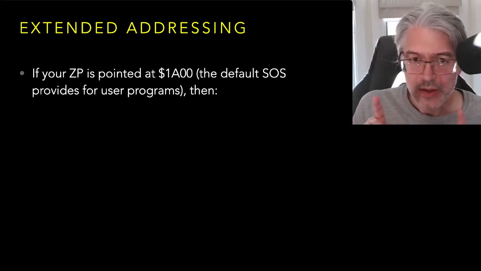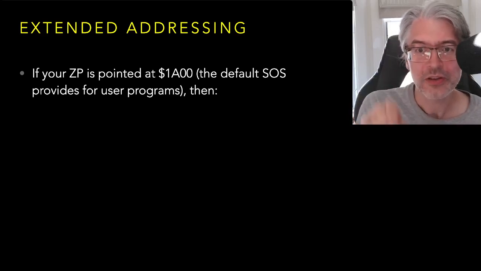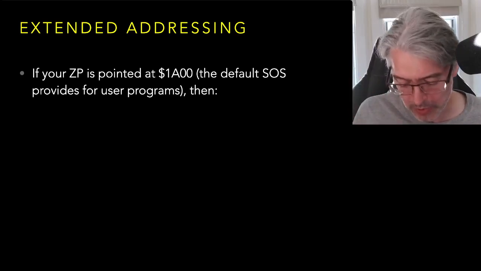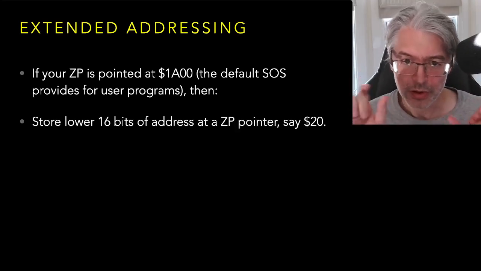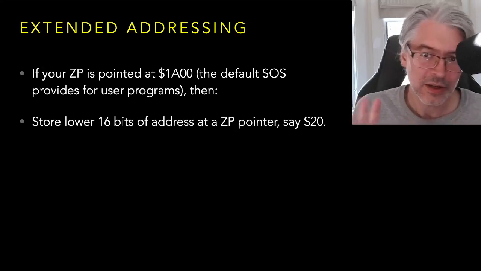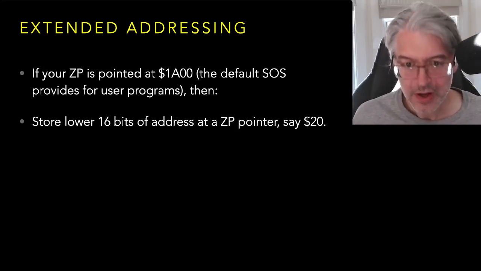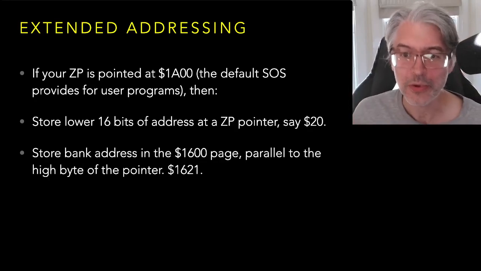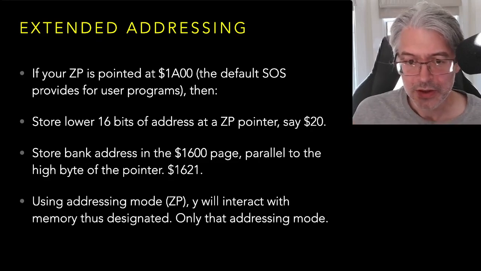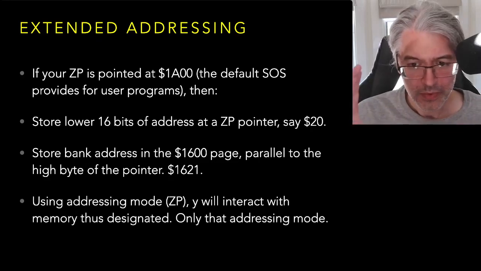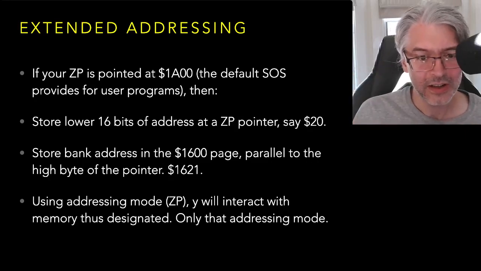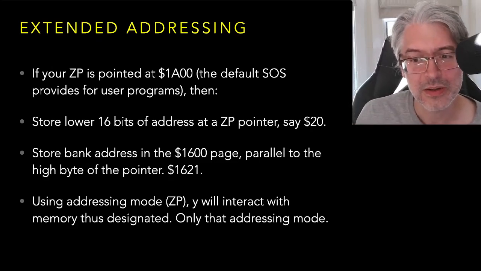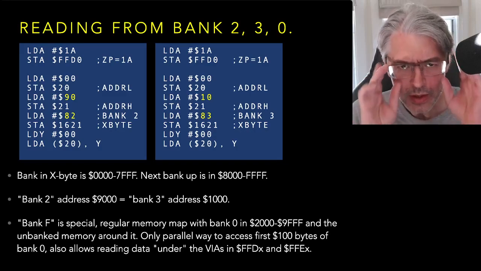So the way extended addressing works is that if your zero page is pointed at 1A100, which is actually where SOS by default puts you, then if you store the lower 16 bits of an address at a pointer in zero page, say 20 and 21, and then store a bank address in the 1600 page, which is parallel to the high byte of the pointer, so it's 1621, then if you use the addressing mode indirect zero page indexed Y, that will interact with the memory thus designated, only in that indirect zero page indexed Y mode, though. So here's a little picture of that.